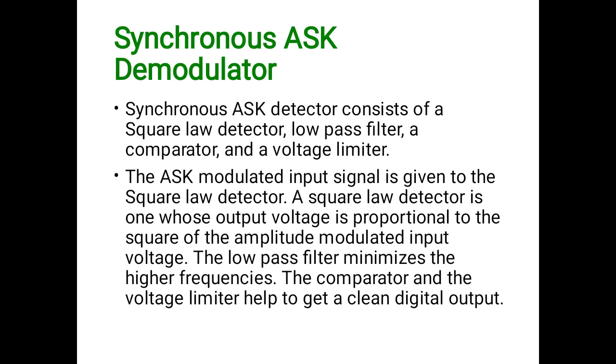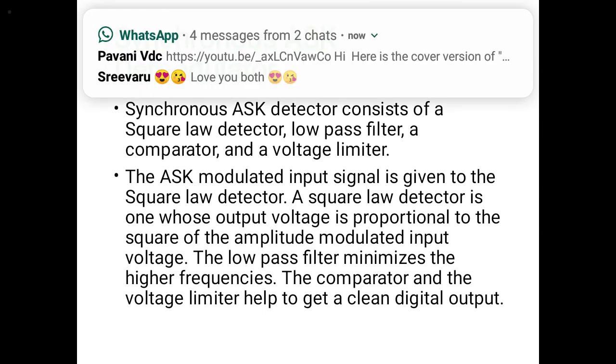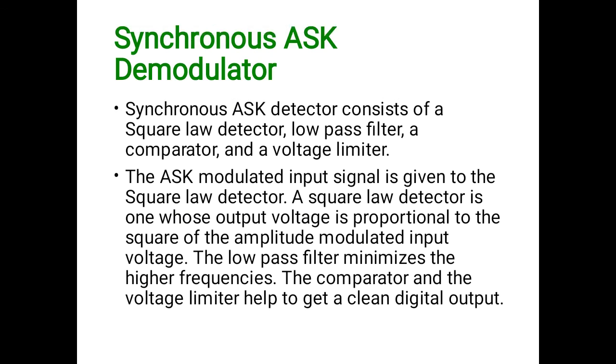Now, the synchronous ASK demodulator. Similarly, in the synchronous demodulator, the blocks are the same, the exception is the square law modulator. It contains a square law modulator or detector, low pass filter, a comparator and a voltage limiter. The additional block is a voltage limiter in the case of the synchronous ASK demodulator.